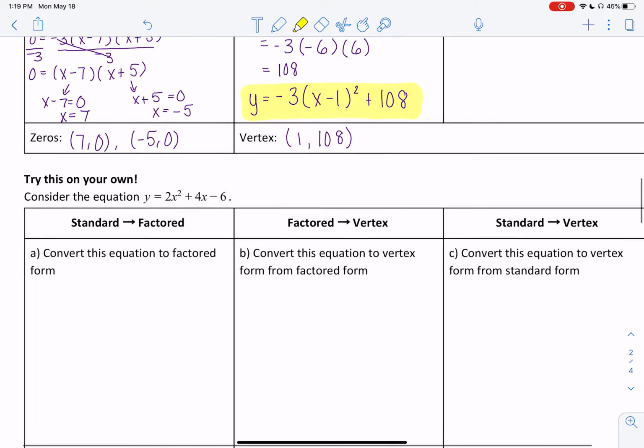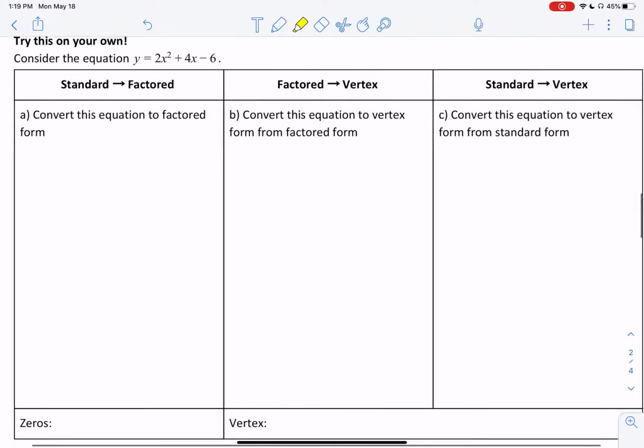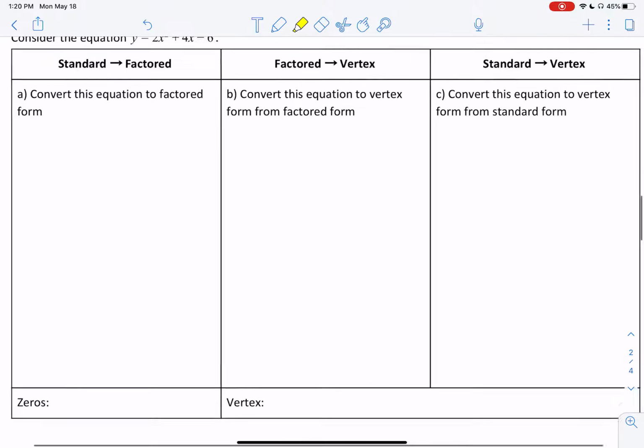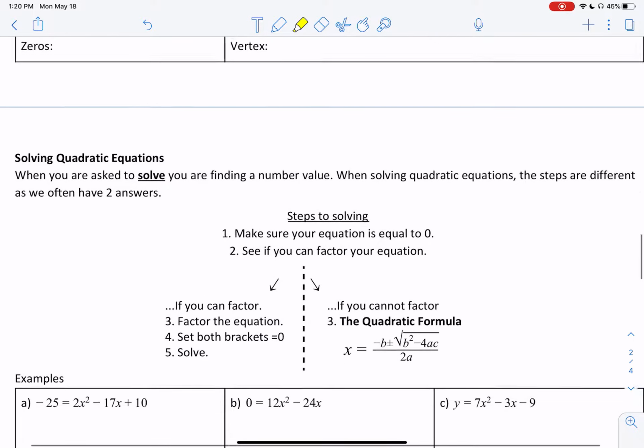Okay, so there's one to try below. I would highly recommend just pausing the video here, giving it a try and checking your answer right now instead of waiting till the end. The answer to that will be posted on Google Classroom.